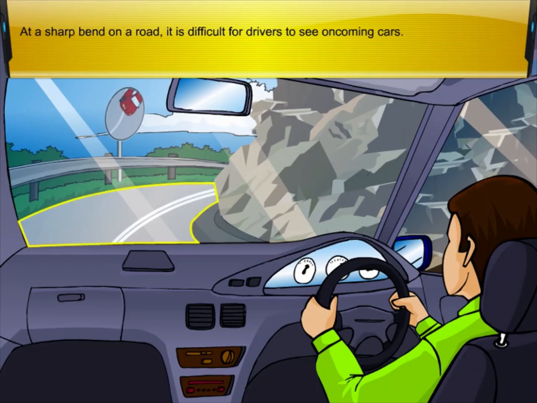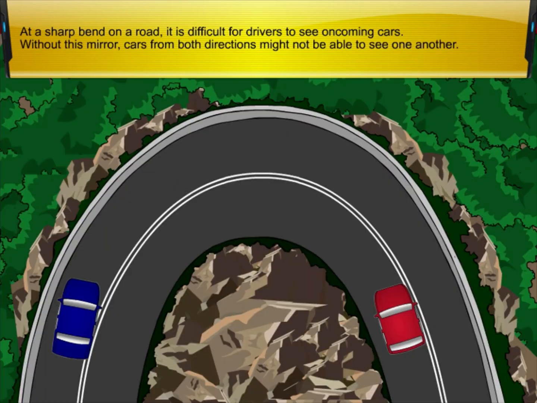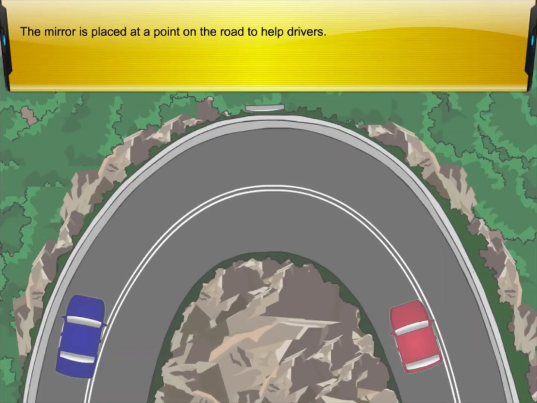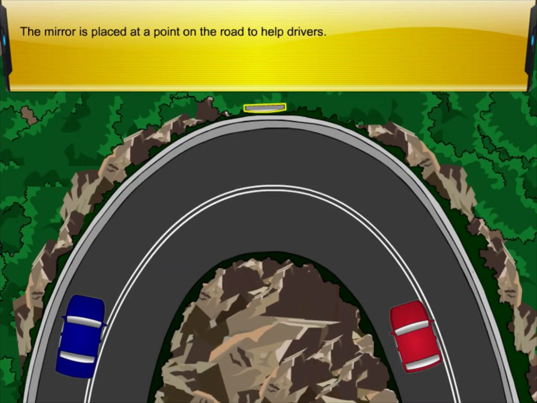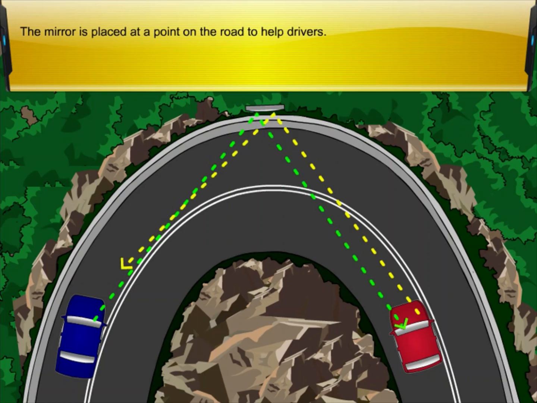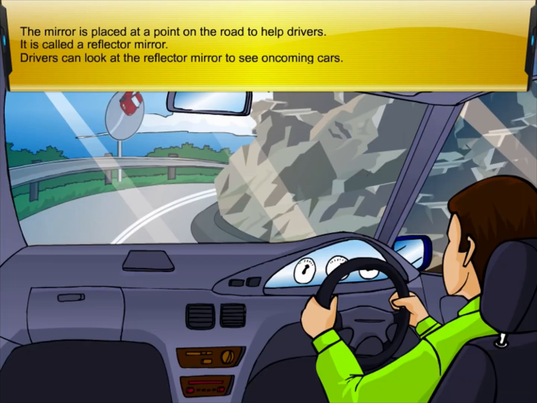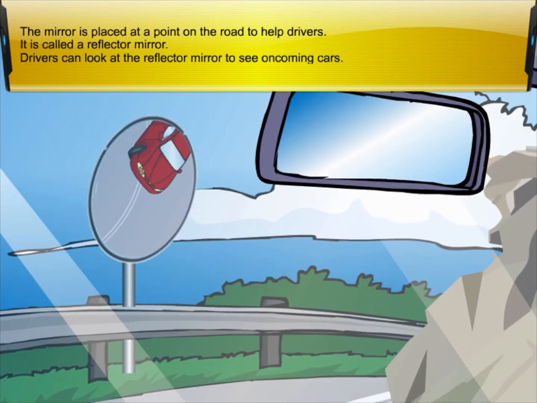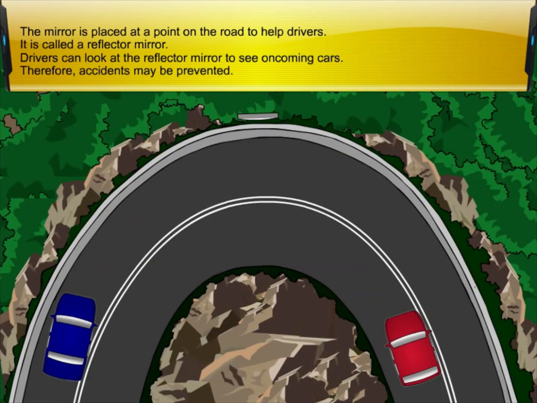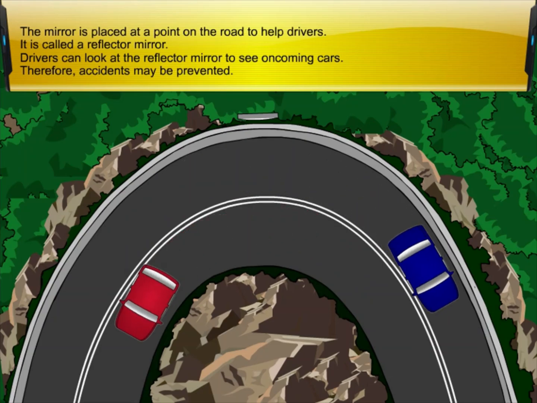At a sharp bend on a road, it is difficult for drivers to see oncoming cars. Without this mirror, cars from both directions might not be able to see one another. When this happens, the cars may run into one another and collide. The mirror is placed at a point on the road to help drivers. It is called a reflector mirror. Drivers can look at the reflector mirror to see oncoming cars. Therefore, accidents may be prevented.